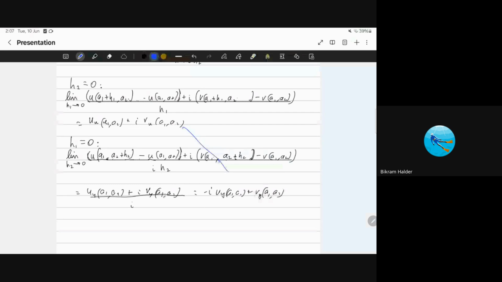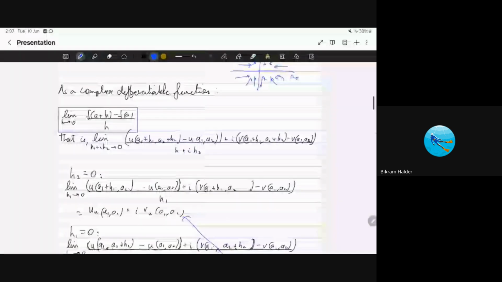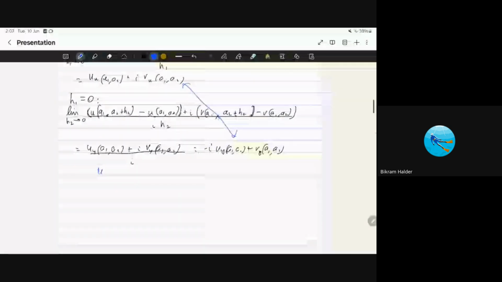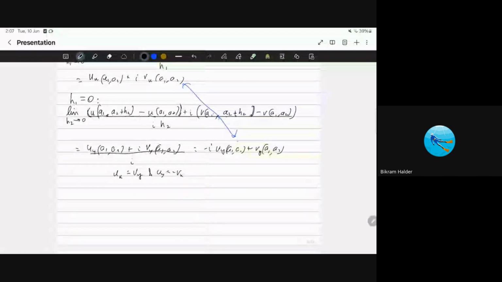And then when you compare these two expressions, the real and imaginary parts, and equate them, we get the well-known Cauchy-Riemann equations, which is ux equal to vy and uy equal to minus vx. And so this is a popular thing that we all cover in our one variable case.